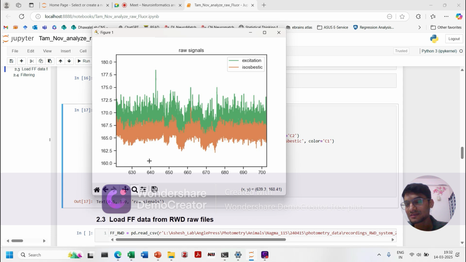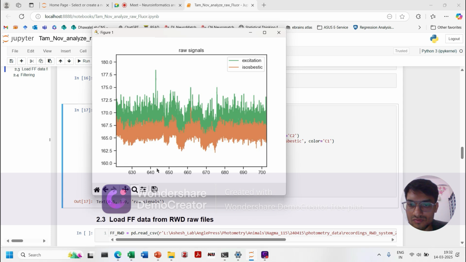So we saw that we use one of the signals as a control signal, which accounts for artifacts like movement or any other kind of noise that may be present and common to both the wavelengths that we shine on the fluorophore. Only one of the wavelengths responds to dopamine, but the other wavelength is independent of dopamine. So it will contain only the artifacts or the features that we are not interested in, basically.